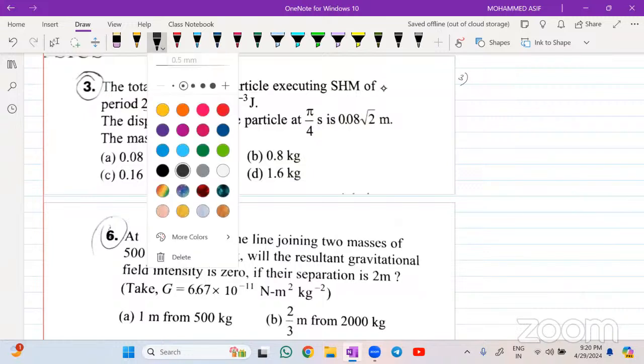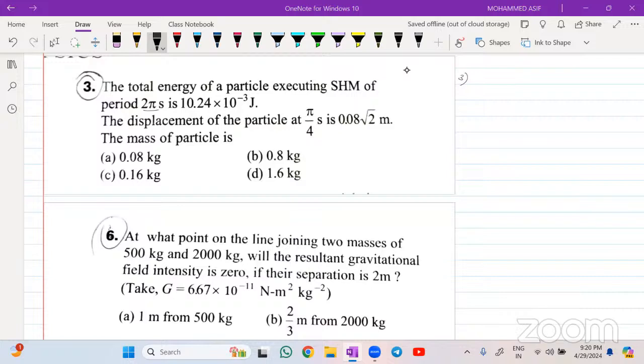Anyone want to try? 0.8 kg, very good. It's 0.8 kg. You should have done this. What equation will you take? Y is equal to A into sine of omega into t, isn't it? So it is equal to A into sine omega, and what can I write for the value of omega? 2 pi by capital T into small t.